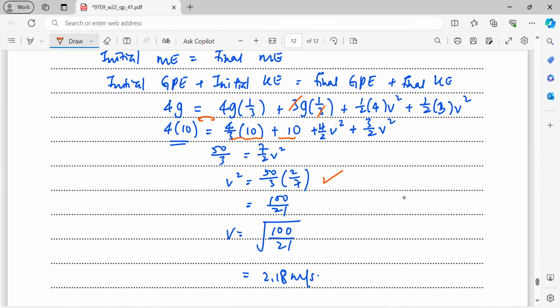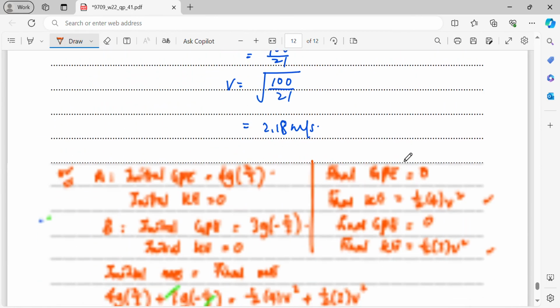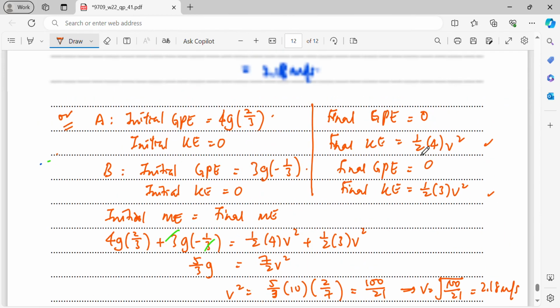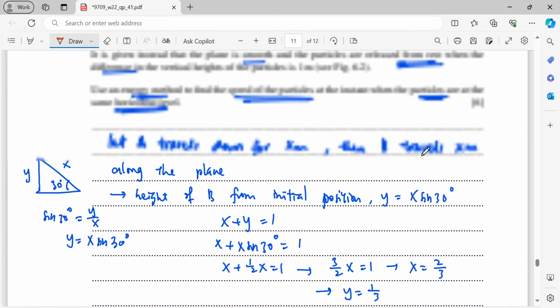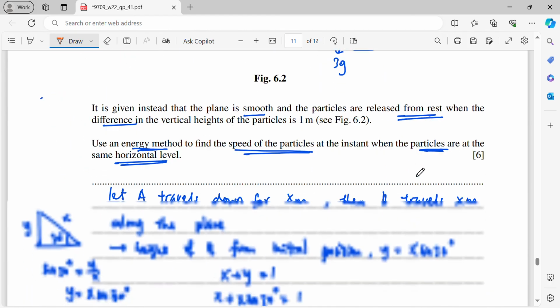50 over 3 times 2 over 7. Then you will be getting 100 over 21. And at last, your V is going to be square root, that is 2.18. So that's the second method to solve this question, whereby we are referring to the orange line as the reference line. So we have two options to solve this question.